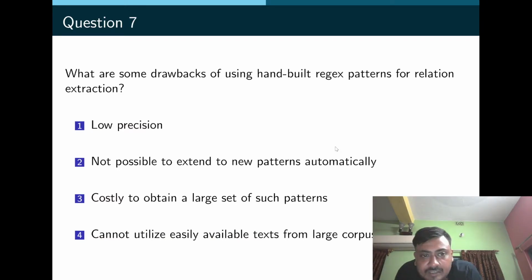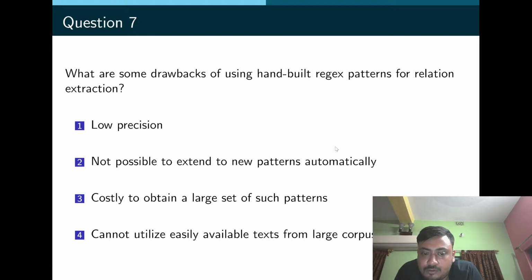Finally, this is the last MCQ. After this, I'll give you a short demo of how to do entity linking. So what are the drawbacks of using hand-built regex patterns for relation extraction? Low precision, not possible to extend to new patterns automatically, costly to obtain a large set of such patterns, and cannot utilize easily available text from large corpus.